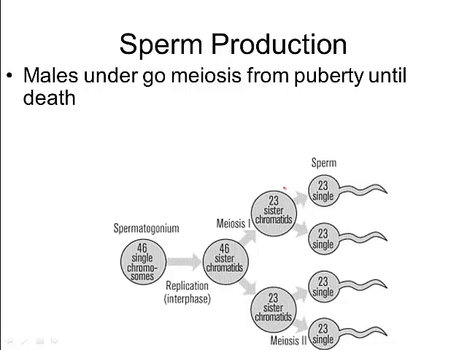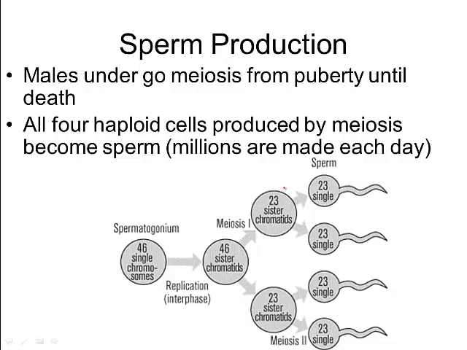Now, the other difference is with sperm, all four of the haploid cells that are made by meiosis are going to become sperm. In a female, only one of the four becomes the egg. Here, all four of them are going to become sperm. And males are capable of making millions of sperm each day. So you start out with your original cell, go through the process of meiosis, and you end up with four individual sperm cells. Now remember, those sperm cells are much smaller than the egg because all they're contributing to the egg is their DNA. The egg has to be a lot bigger because it's also contributing all of the different cell parts that are going to be needed to sustain the new organism.